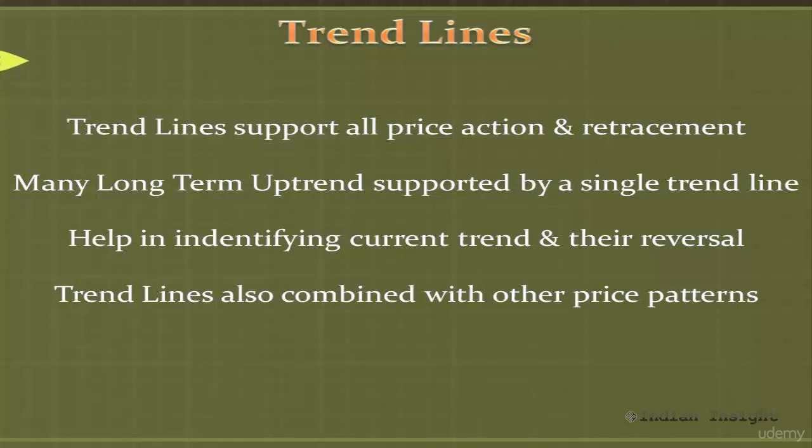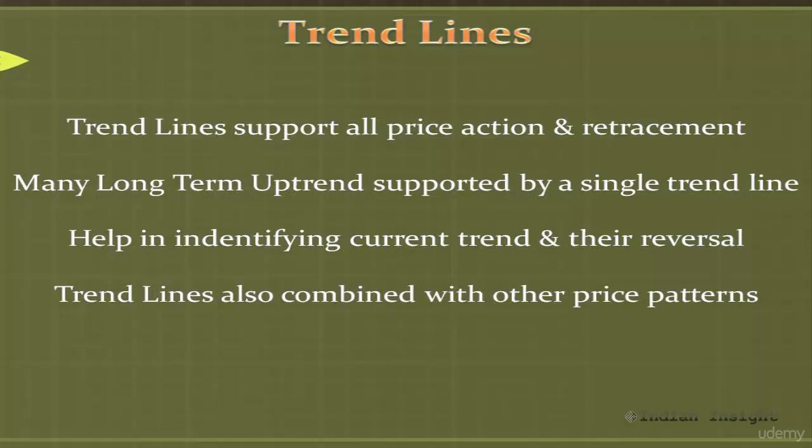A trend line is a line that helps in identifying a trend because all the price action and retracements in the trend are supported by this trend line. So you will find that often all the smaller counter-trend fluctuations in a trend are supported by a trend line. You may also see that when prices are plotted for many years, many times longer term uptrends are also supported by a single trend line.